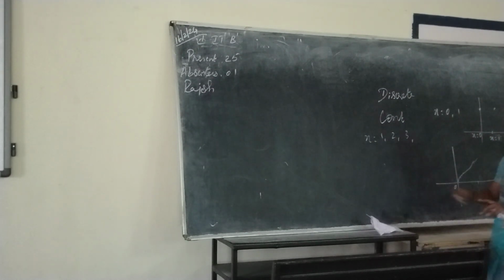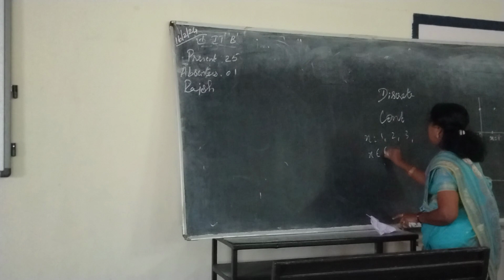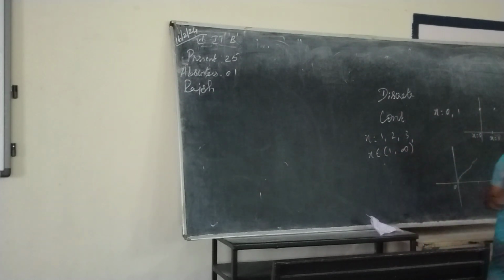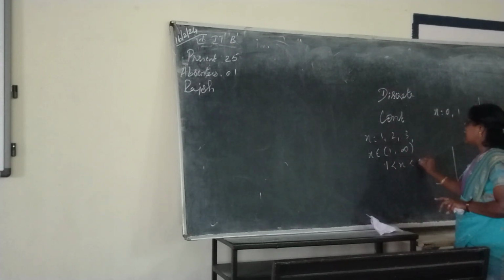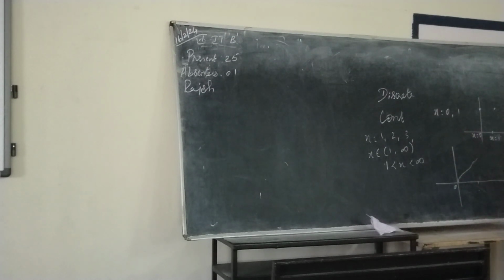It goes to continuous when I say x belongs to 1 to infinity. What is the meaning of 1 to infinity? It is defined at 1, at 1.01, at 1.001, etc., all the in-between points. Then it becomes continuous. The other way of representing continuous is 1 less than x less than infinity. So it is defined for all the points between 1 and infinity, so it becomes continuous.